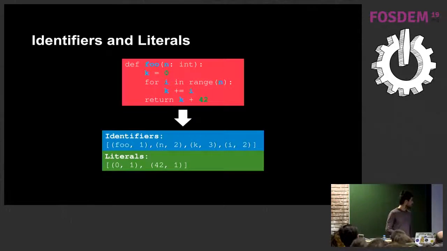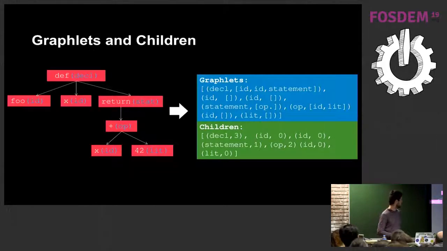For the structural, we used 4 kinds of structural features. The 2 I'm going to talk about are graphlets and children. A graphlet in a graph is basically a given node as well as all its children. As you can see here, we don't actually care for the syntactical data. We don't care that the node is called def, foo, x, or return. We rely purely on the node's internal type. So here I showed you how we extract all the graphlets.